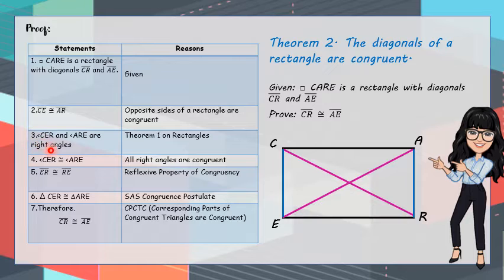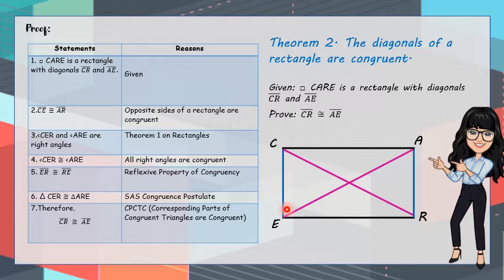For the third statement, we have angle CER and angle ARE are right angles. Where is angle CER? This is angle CER, this one. And then we have here our angle ARE. Now, these two angles are right angles. So what is the proof for that? The proof for that is our definition of rectangle, which states that a rectangle has four right angles. So angle CER is congruent to angle ARE.